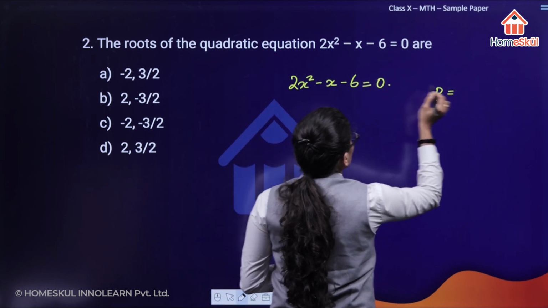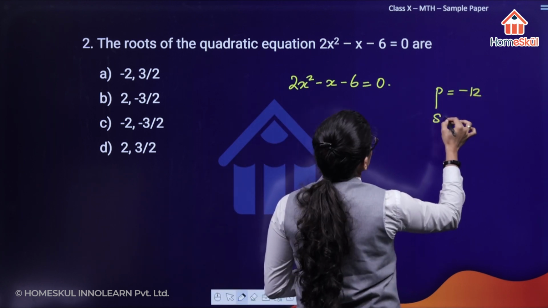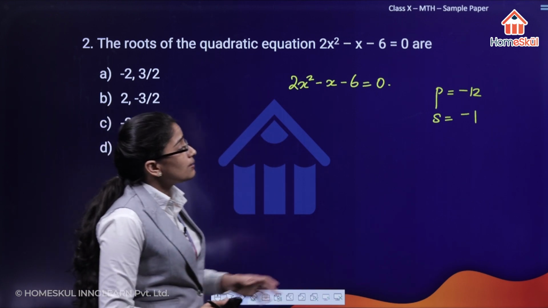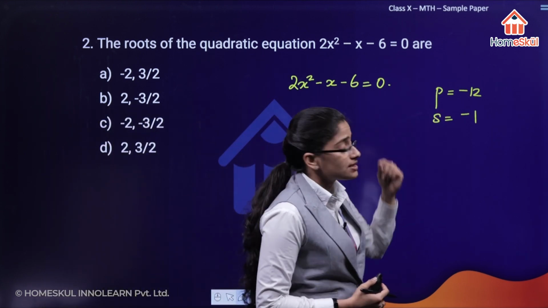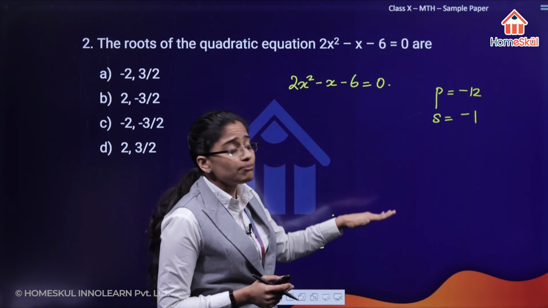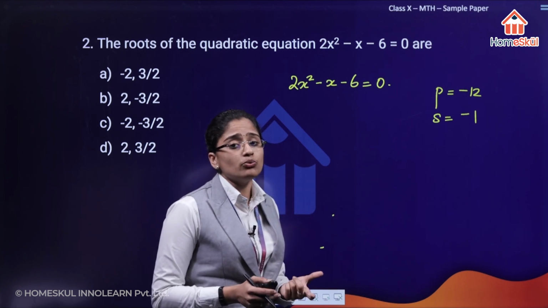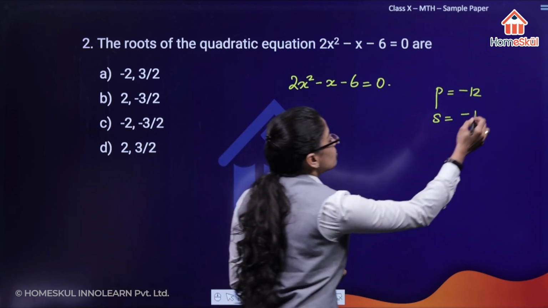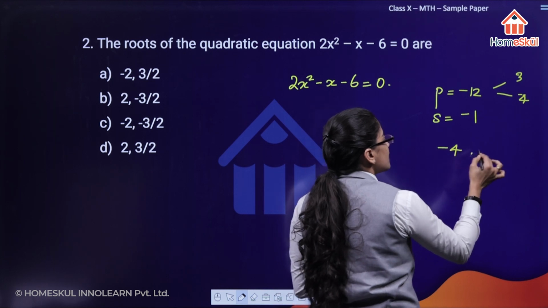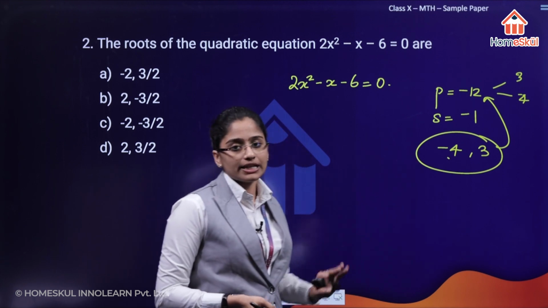That means here 2 times minus 6 is equal to minus 12 and the sum is minus 1. We need to find out the factors of 12 such that the product is minus 12 and the sum is negative 1. Product is negative means one of the factors will be negative, and the sum is negative means among the two factors the number with higher value will be negative, isn't it? So, here 12 can be factorized as 3 times 4, isn't it? If we go with minus 4 and 3, what happens? The product is minus 12 and minus 4 plus 3 is minus 1, isn't it?